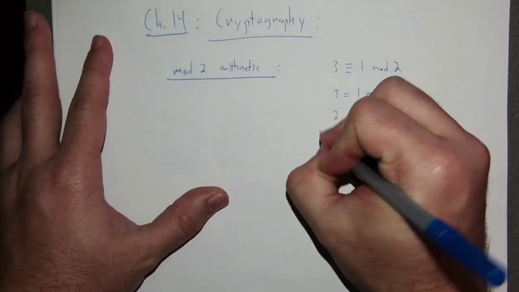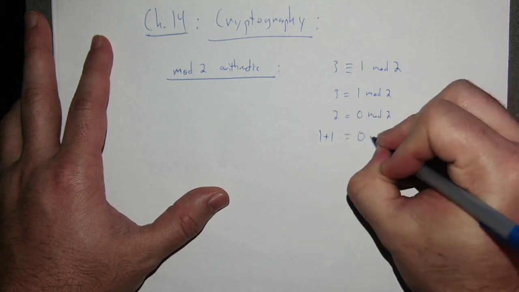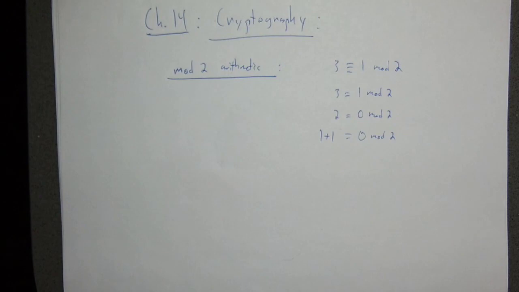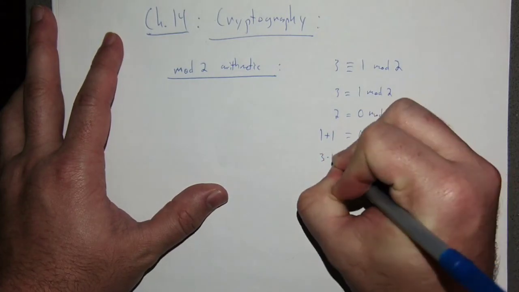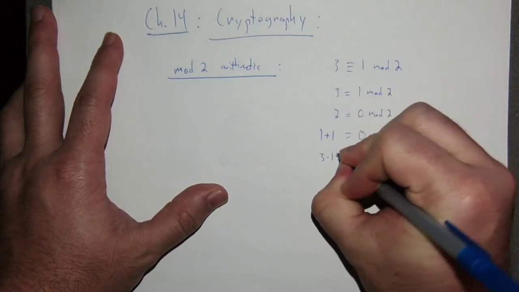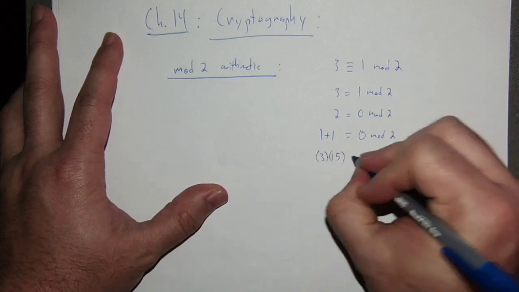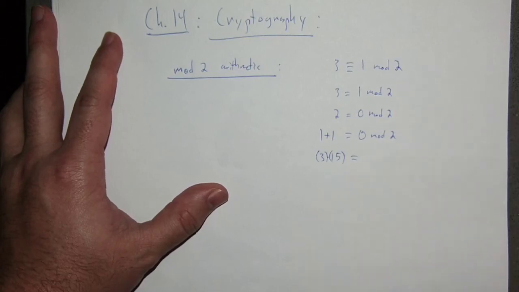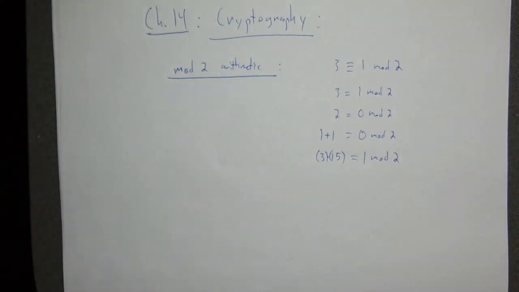1 plus 1 is equal to 2. Since 2 is 0 mod 2, 1 plus 1 is 0 mod 2. So yes, in mod 2 arithmetic, 1 plus 1 is equal to 0. It's still equal to 2, of course, but 2 is equal to 0 mod 2. We can also multiply. Let's say 3 times 15. 3 times 15 is 45, that's odd, so this is 1 mod 2.